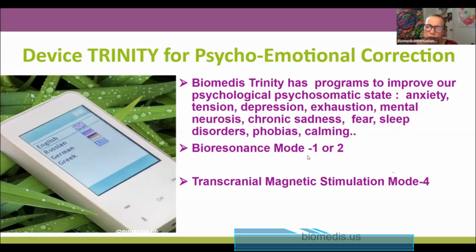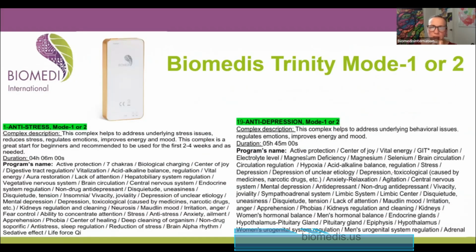That will be bioresonance in modes 1 and 2, and then we also have 59 complexes for transcranial magnetic stimulation. They are in mode 4, and they are vibrations for the brain. When you buy devices from biomedicinternational.com, from me or from Marina personally, you're going to have 254 complexes. Those are the complexes we have to treat your emotions.